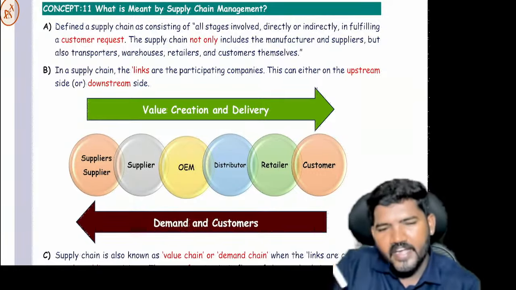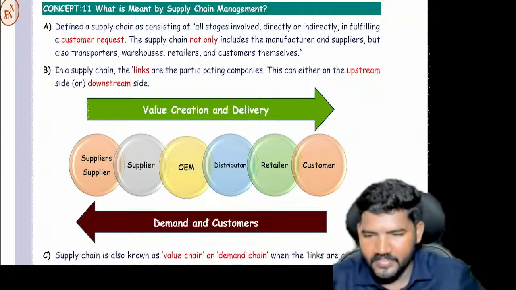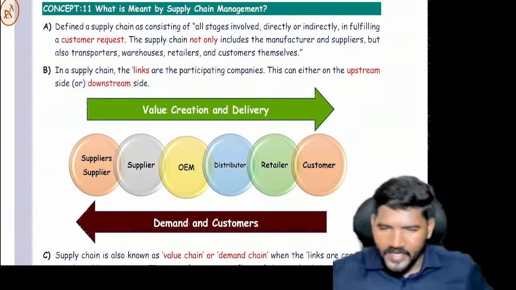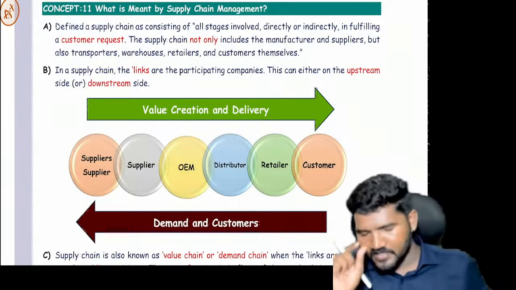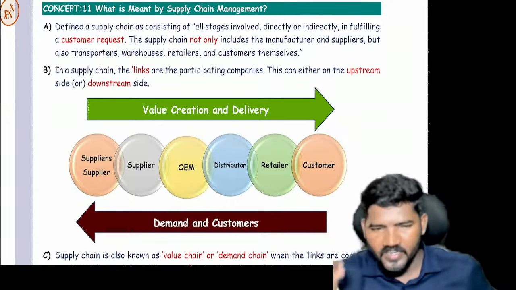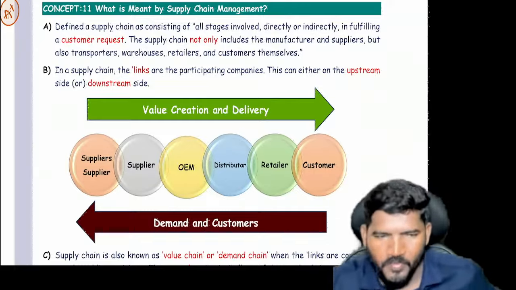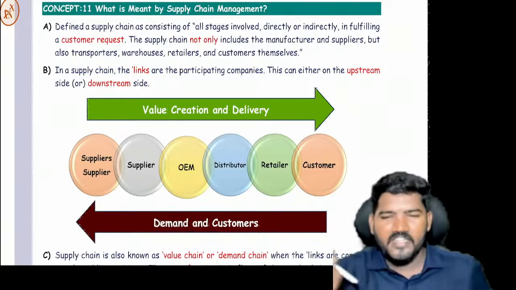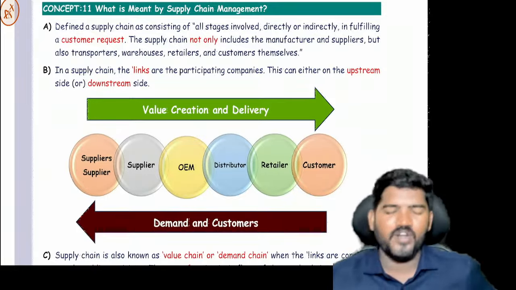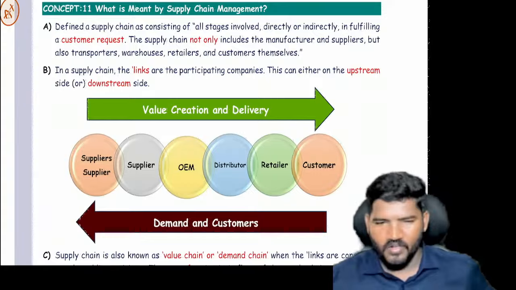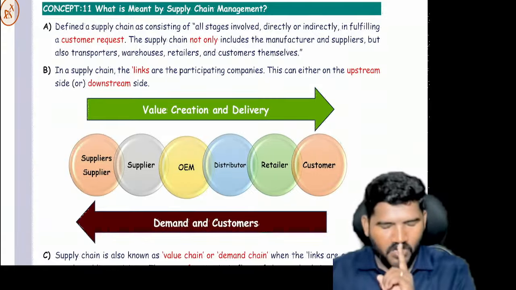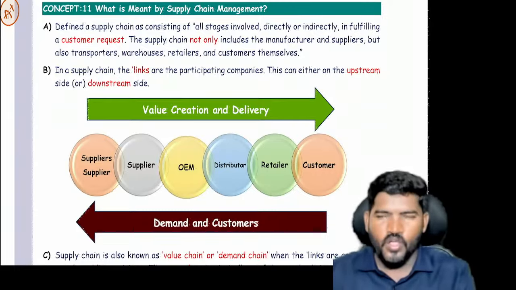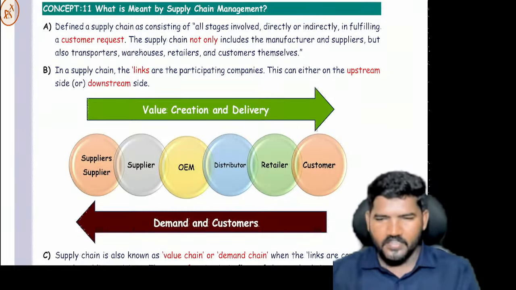So a manufacturer can't sell directly to the customer, guys. That is the point they are explaining. Between the manufacturer and the customer, a lot of people and companies are involved. The linkage between all of them is known as supply chain management. Sir, who will be involved? First, do you agree that the manufacturer can't sell directly to the customer? Yes. Then who is selling?